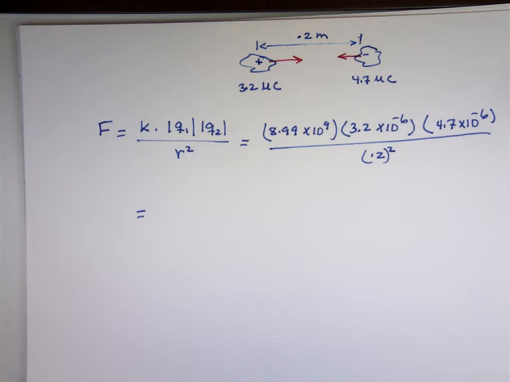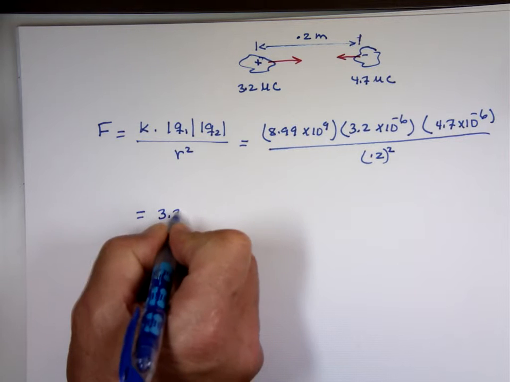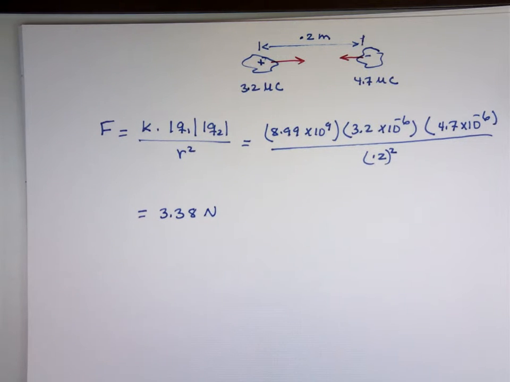8.99 e to the 9 times 3.2 e to the negative 6 times 4.7 e to the negative 6 divided by 0.2 squared. And the value of that is 3.38 Newtons. We got a force pulling on each other, the value 3.38 Newtons.